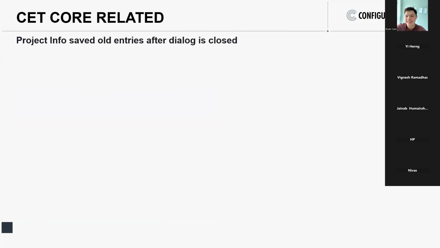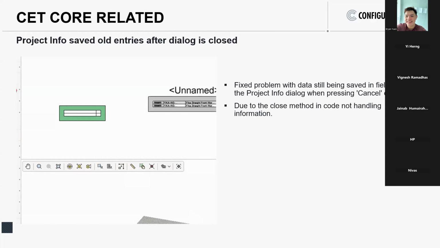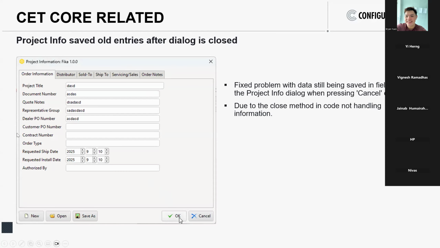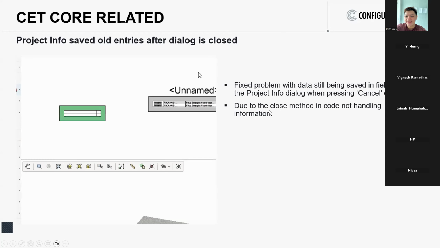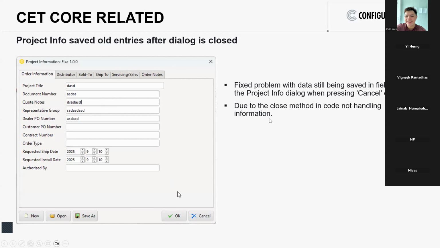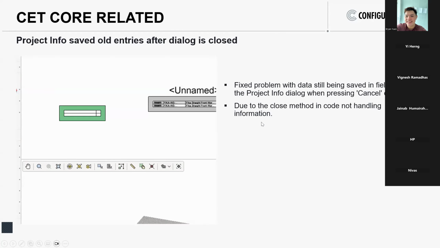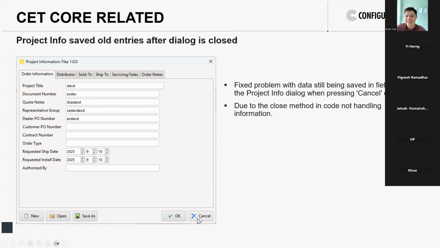So the next change is related to CET core. This one is regarding project info. It's saving all entries after the dialog is closed. So this fixes a problem with the data still being saved in the fields in the project info dialog when pressing cancel or the X button on top here, or the cancel button down in the dialog. It will only work when pressing OK. That was the issue.